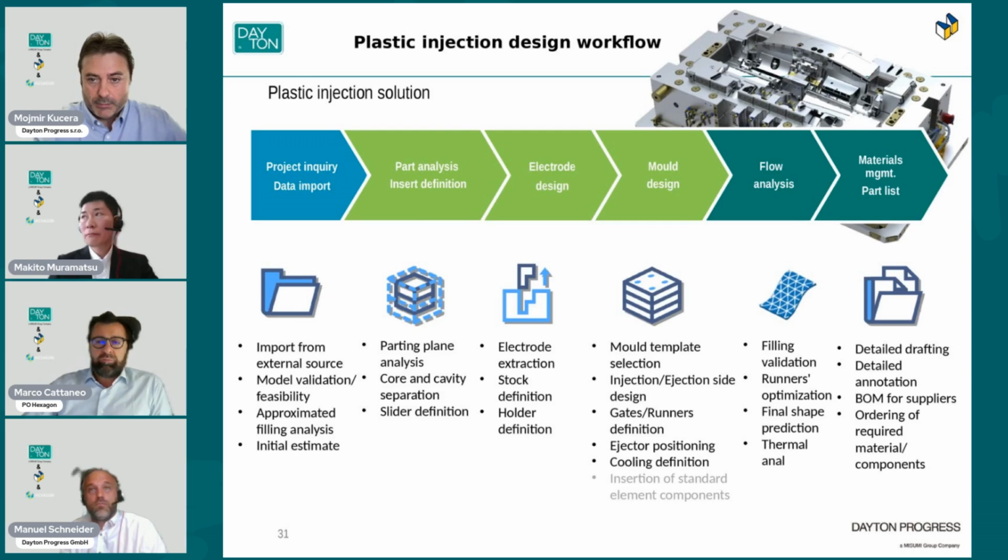VISI offers a complete solution starting with the import of the part up to the design of the complete mold tool and with the creation of the part list. This concept is valid for both plastic and sheet metal tool design. Within this solution, VISI provides the designer with all the analysis tools to speed up the work and several applications that help the designer to define the complete tool. One of these modules are the standard elements.